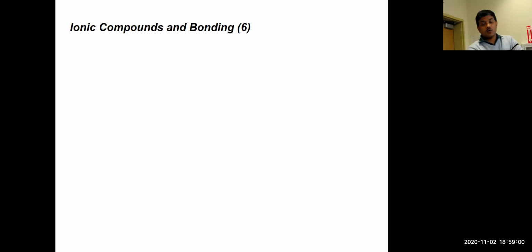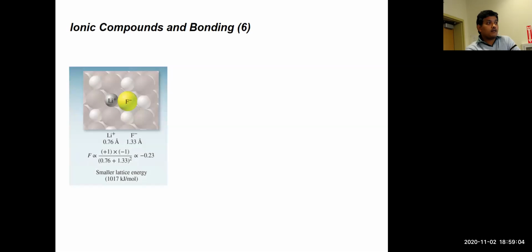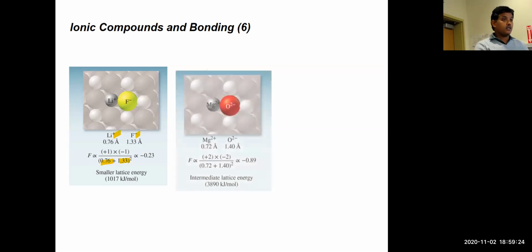Let's look into one more study. Okay, let's look into the lithium fluoride case. By this time, you know how we are getting these numbers. We are getting positive and negative ionic charges, and these numbers are calculated values. They're basically the atomic radius of lithium and fluorine. So when you calculate the lattice energy based on the electrostatic force, you get a lattice energy in the thousands.